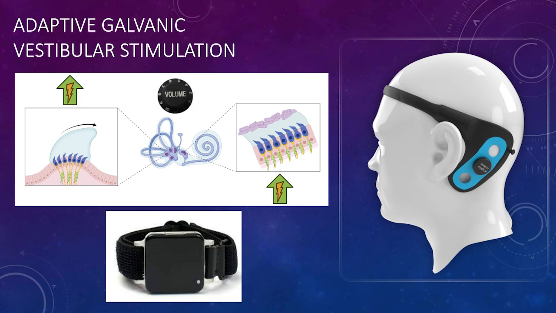So essentially it would be like a volume switch on the vestibular system. At least with age-related vestibular declines, that might boost it a little bit further to improve gait and balance.